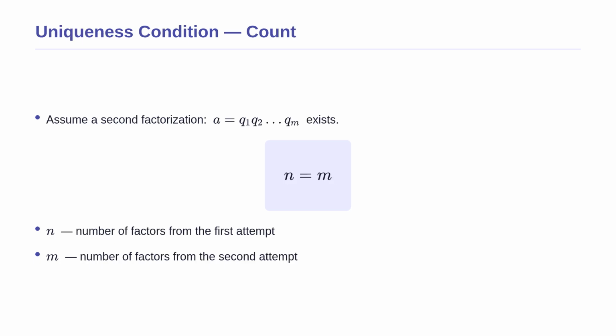This formula we just saw leads us to an important question. What if someone else factors the exact same element? Suppose they get A equals Q1 through Qm. For our universe to be a unique factorization domain, the first strict requirement is that n must equal m. This guarantees that no matter how you break the element down, you will always end up with the exact same total quantity of building blocks. If one person finds 5 irreducible pieces, anyone else factoring that same element must also find exactly 5 pieces.